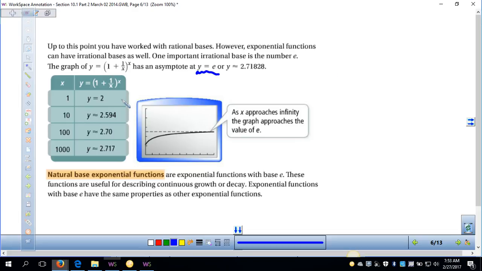You don't need to write down this table. I just want you to know where this number comes from. And that graph has an asymptote at y equals 2.71828. And this number goes on forever, just like pi. It's an irrational number that has no repeating and no ending decimal place. It goes on forever. And your calculators have a button for e, so you should look at your calculators now.